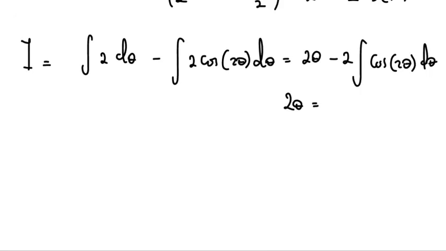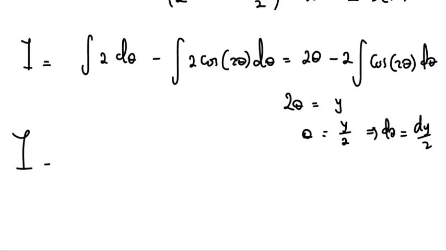If you let 2 theta equal, let's use y, since we've already used t. So theta is equal to y over 2, so this is going to be y by 2. Then this implies that dθ is going to be equal to dy over 2. So therefore I will be equal to the integral of cosine of y multiplied by dy over 2.